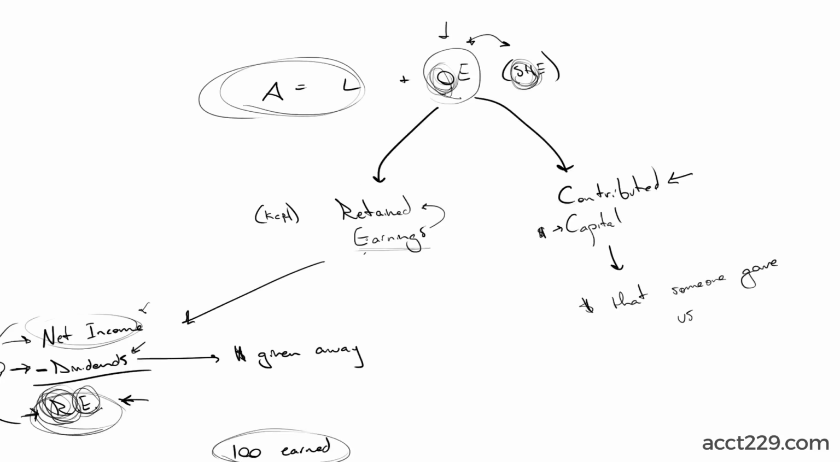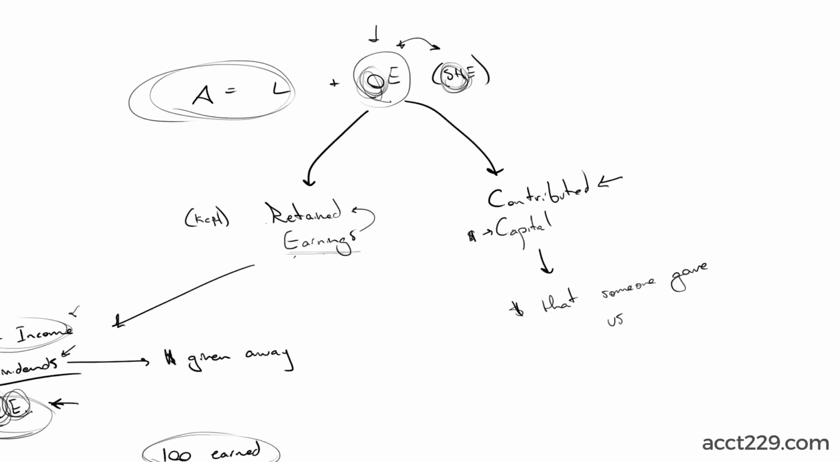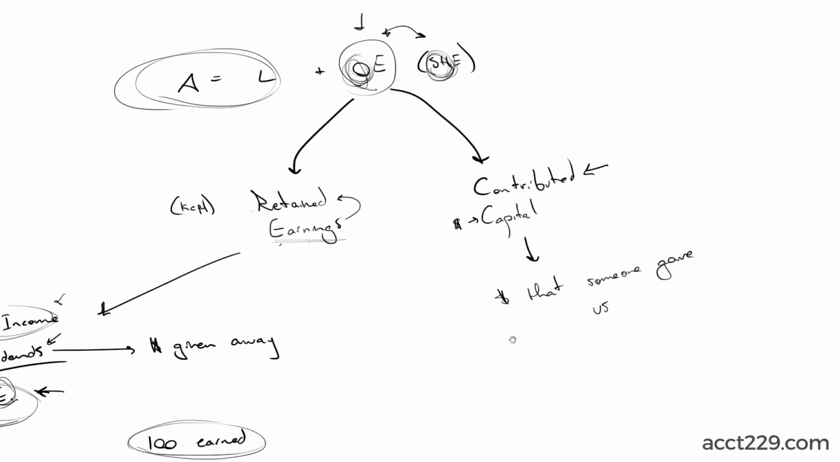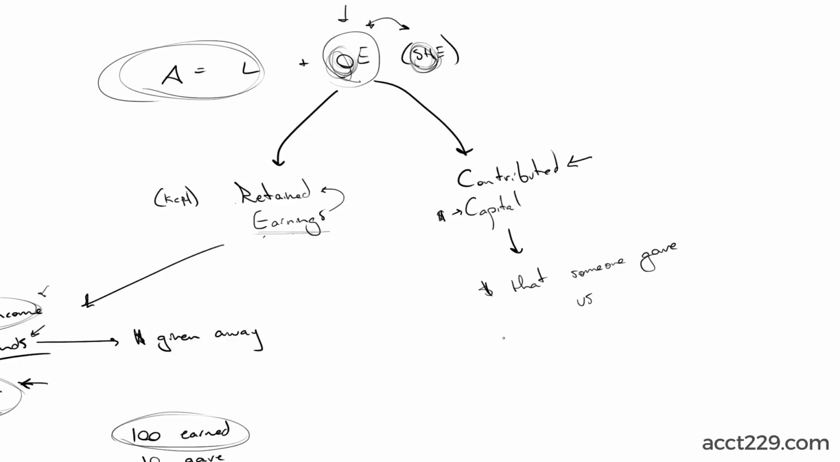So retained earnings is money that we made, that we kept. Contributed capital is money that people put into the company. So money that someone gave the company in exchange for a piece of ownership. So if you ever watch Shark Tank, when Mark Cuban says, I'll give you $100,000 for 30%, he is contributing capital. And so that would go over here in the owner's equity bucket.